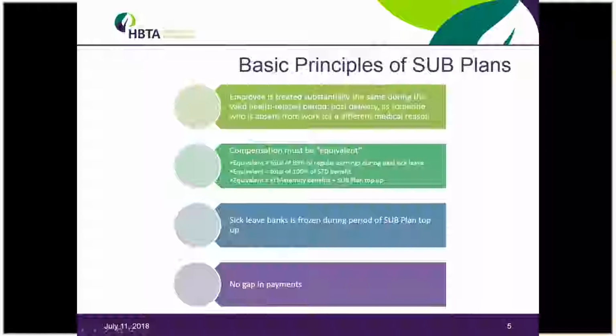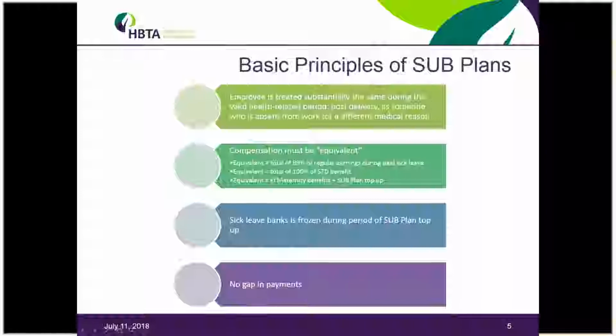So the basic principles under this subplan, and because of all the history, which we'll get into right away, is that the employee is treated substantially the same during the valid health-related period post-delivery as someone who is absent from work for a different medical reason. So for example, somebody who has a broken leg. So if you're not sure what you need to do with somebody because of the pregnancy, just pretend that they had a broken leg and you treat them substantially the same. The only difference is where the benefits are coming from.